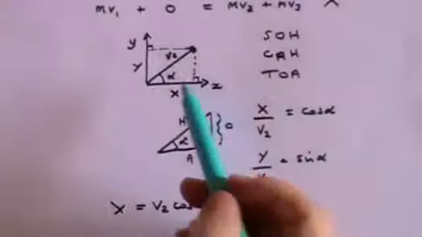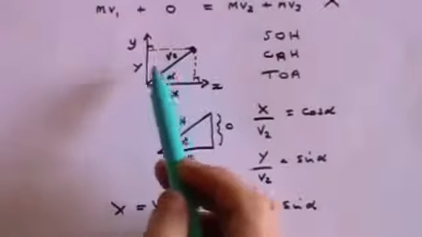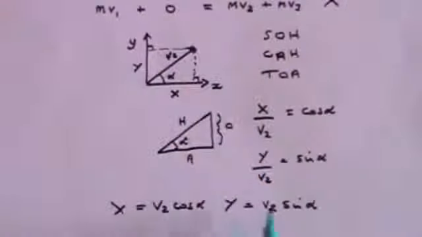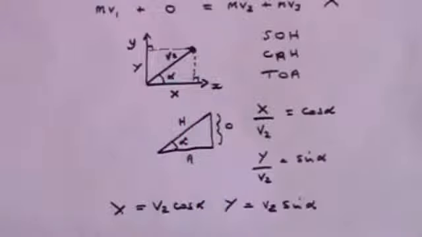You should easily see, incidentally, that if alpha is given as the angle between the vector and the y-axis, then these will simply be reversed. X will be v2 times sine alpha, and y will be v2 times cosine of alpha, if alpha is the angle between the y-axis and the vector. But I'm looking at alpha being the angle between the x-axis and the vector.